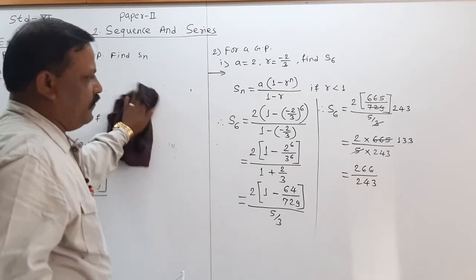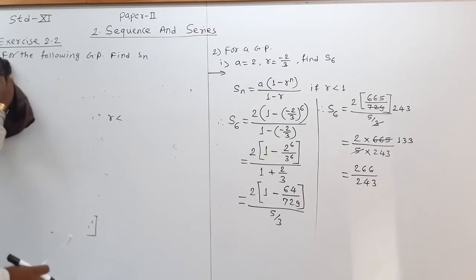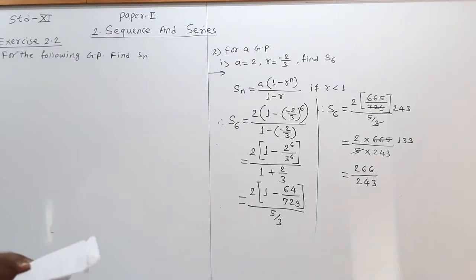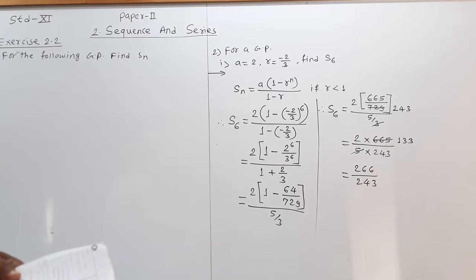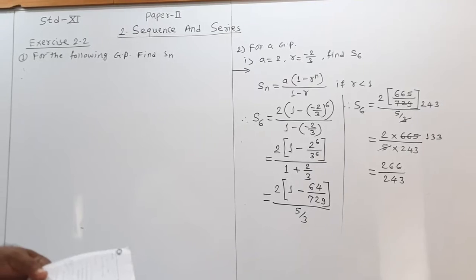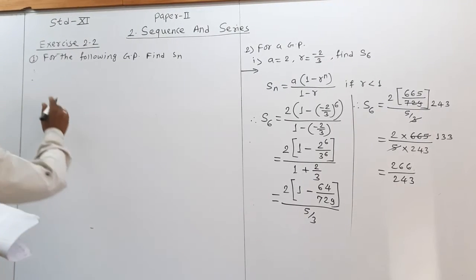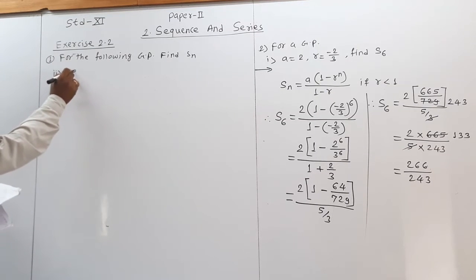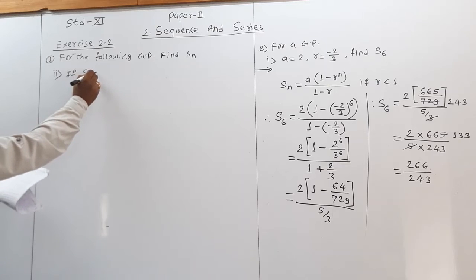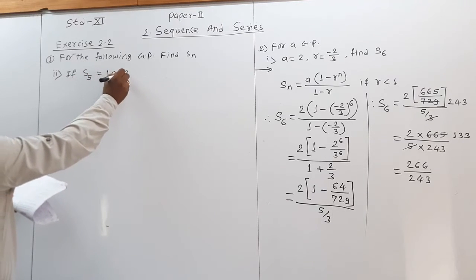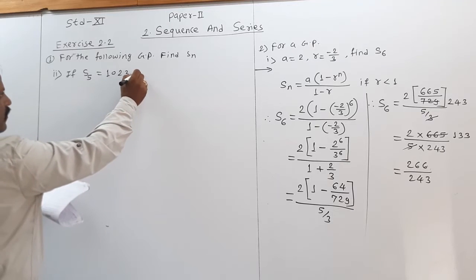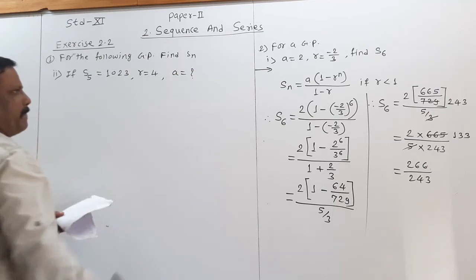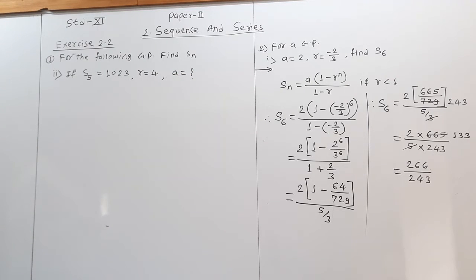266 upon 243. So that is the required solution. Now next, question number second, example. Second, if S5 equal to 1023, R equal to 4, and to calculate the value of A. Calculate the value of A.